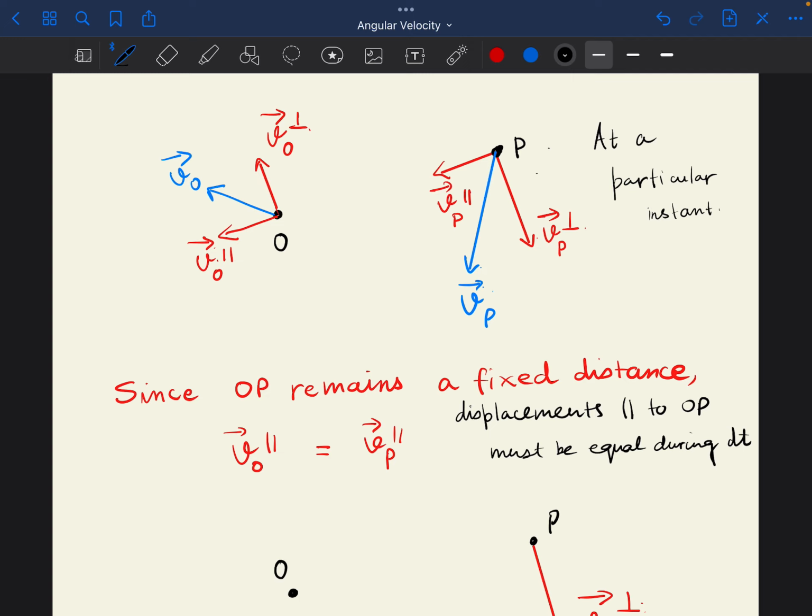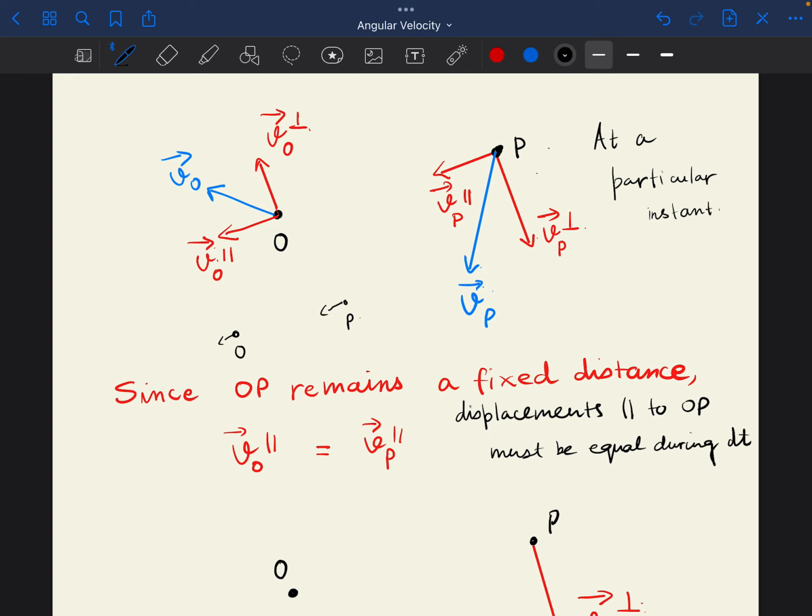So let's say during this short interval dt, let me show it here in a separate diagram. Let's say this is O and this is P. In the short interval, let's say O moves slightly in this direction, P moves slightly in this direction. Then the distance OP has clearly changed in the time dt, right? But if O and P move in the same direction by the same amount, or they don't move at all along OP, then the distance OP remains fixed.